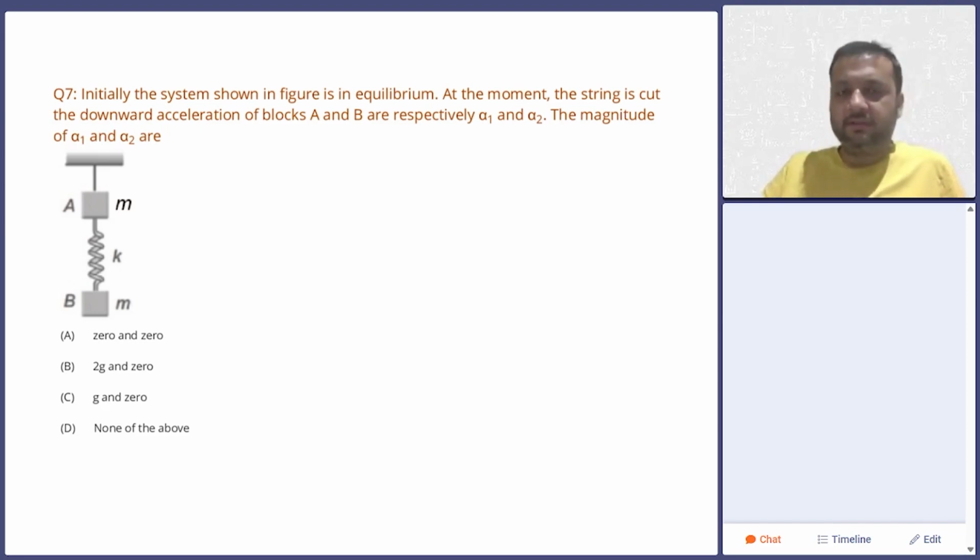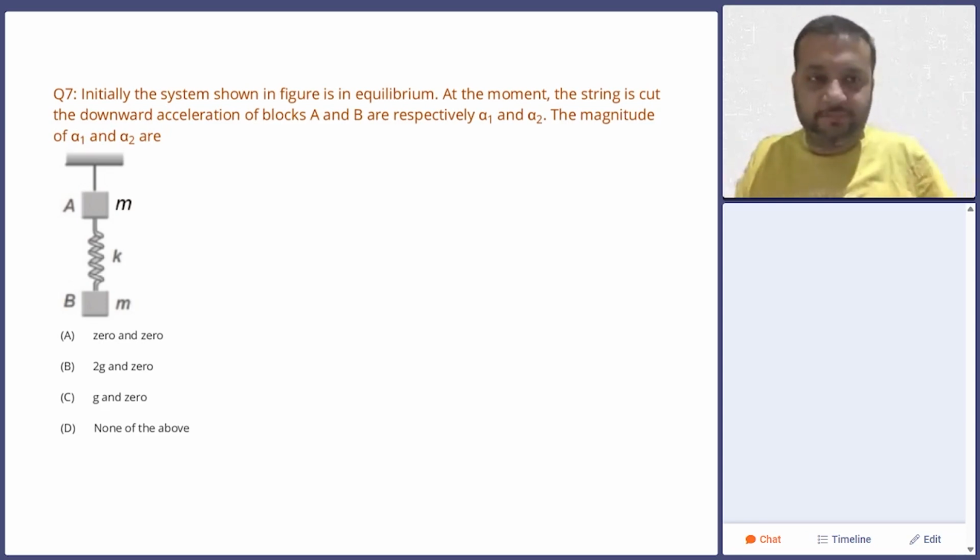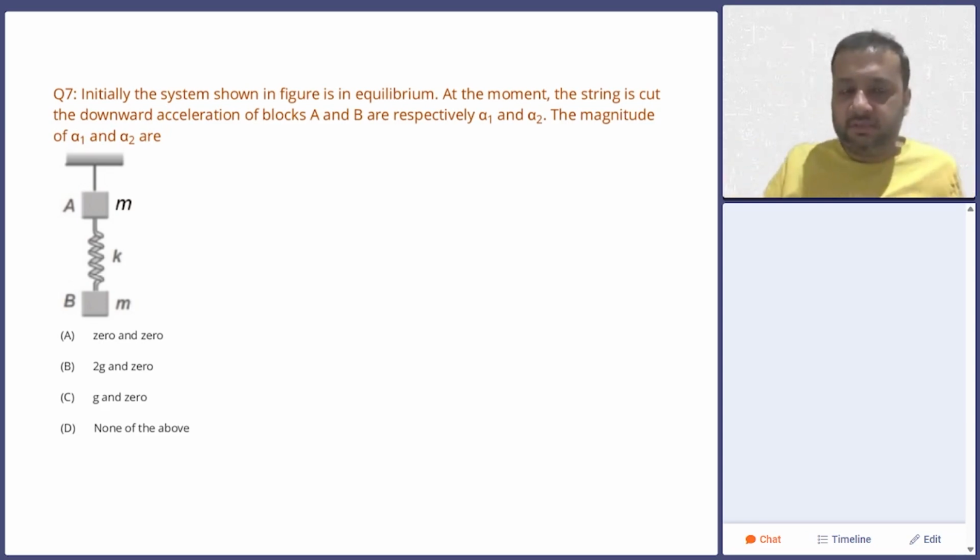Now here what is happening, this system is in equilibrium to begin with. Now the string is cut, so you are cutting this string and we have to find the acceleration of both the blocks. Since the system is in equilibrium as of now, the spring force on block B will be kx = mg. The same spring force will be acting down on block A also, correct? Whereas the tension in this string will be T = 2mg, because this tension is balancing the whole weight of A and B.